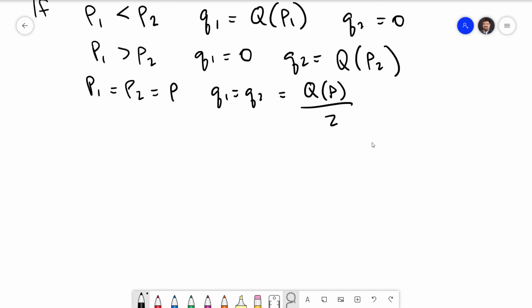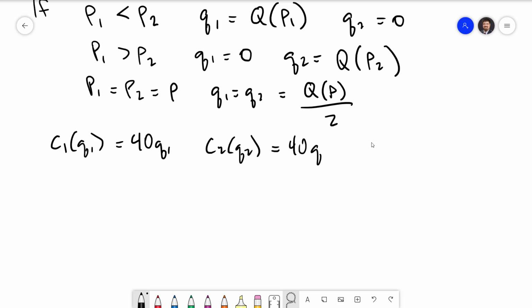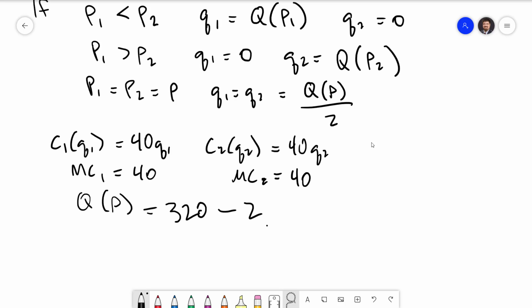Let's look at what happens in our example. Suppose we have our two firms' cost functions, C1 of Q1 equals 40 Q1, and C2 of Q2 equals 40 Q2. This means that the marginal cost for firm 1 is 40, and the marginal cost for firm 2 is also 40. Our demand function is Q of P equals 320 minus 2P.